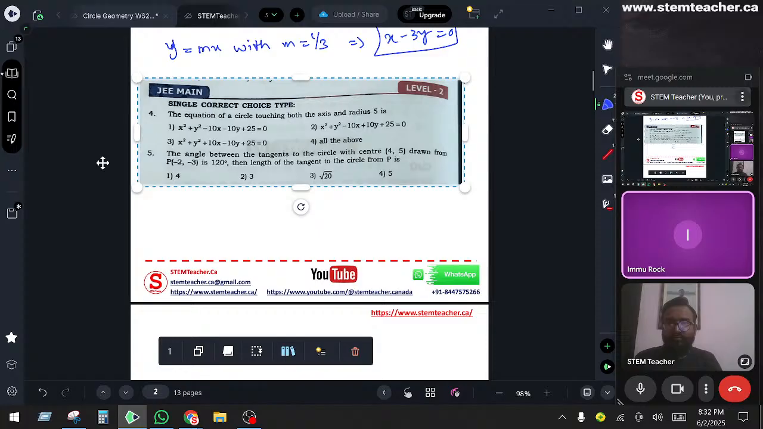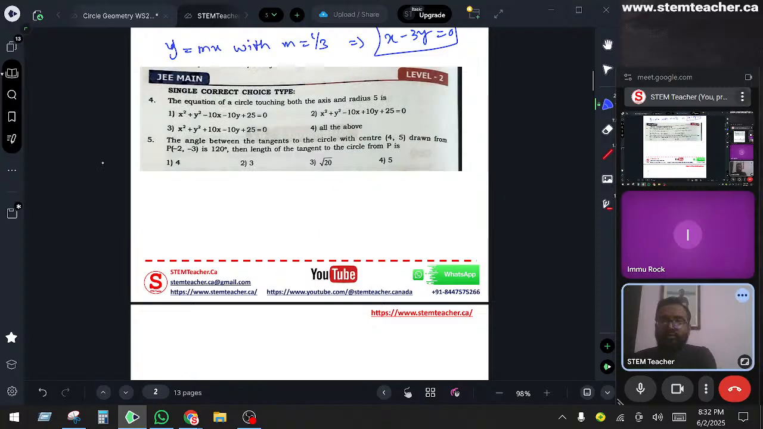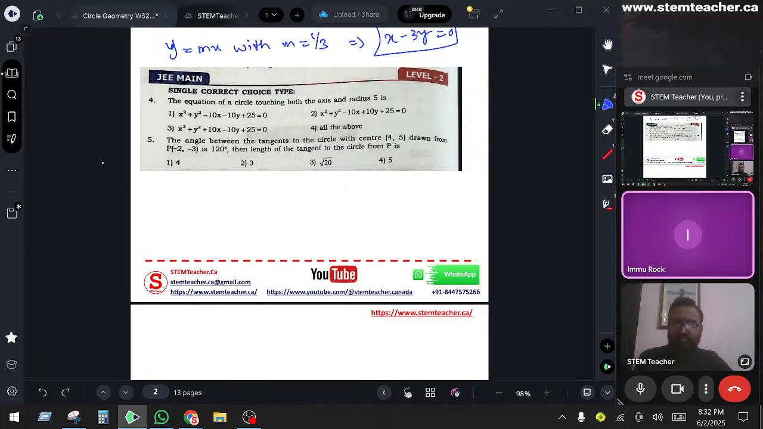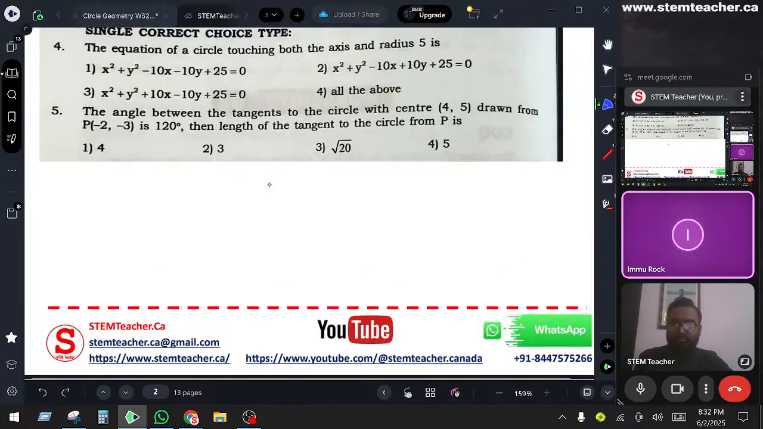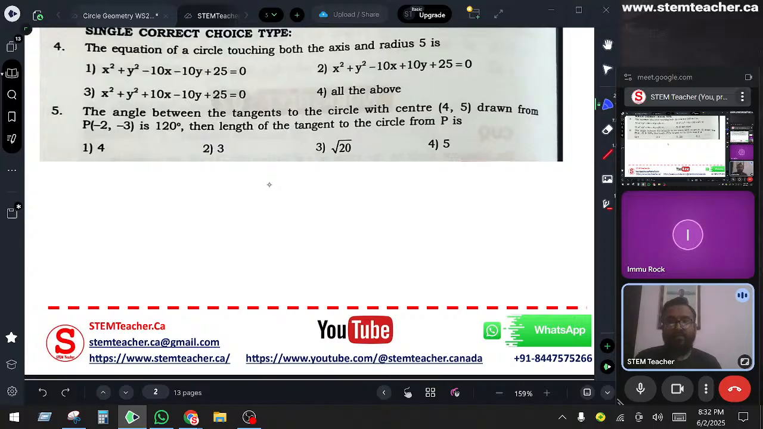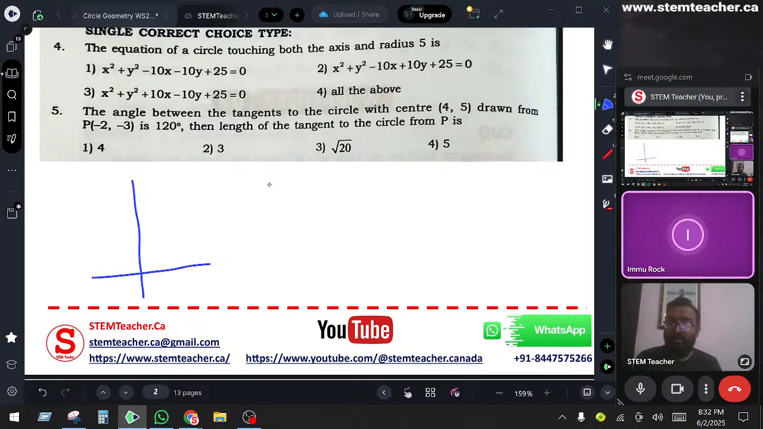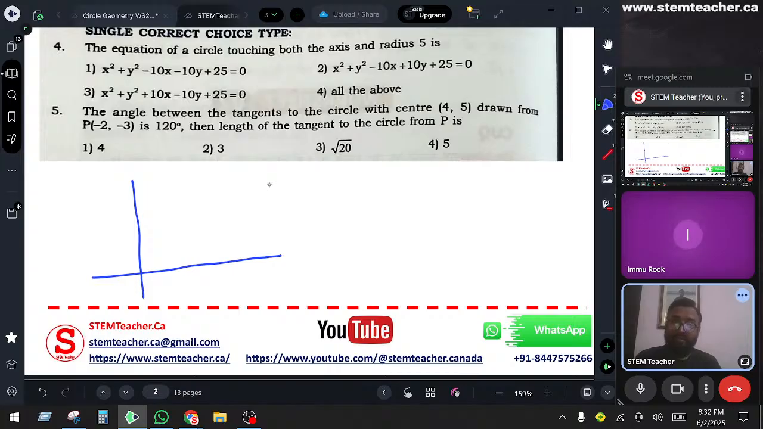Okay, so what is the question? Equation of circle touching both axes and radius 5. Touching both axes, radius 5. Touching means g square minus c is equals to 0. f square minus c is equals to 0.